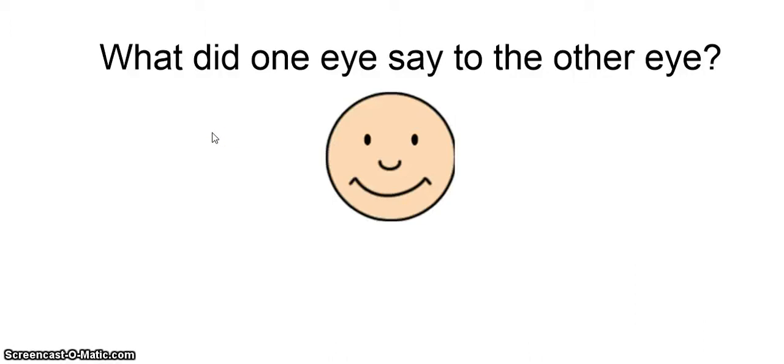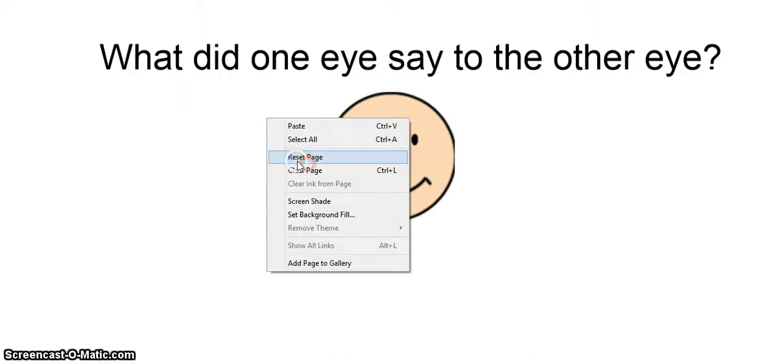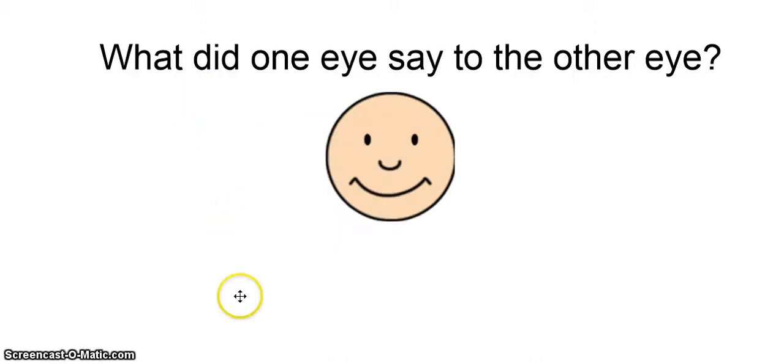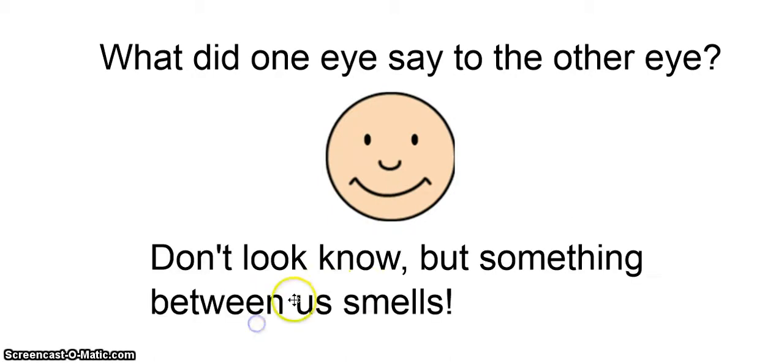Alright. What did one eye say to the other eye? Come on, Ben. What did one eye say to the other eye? Don't look now, but something between us smells. Do you get it? The nose? Because the nose smells. Like it actually smells.